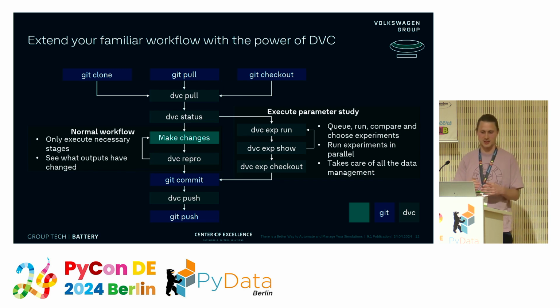So you do a Git commit, you do a DVC push, and DVC push pushes all of your large files to the DVC remote, and then you do a Git push to push all your Git objects to the Git remote.